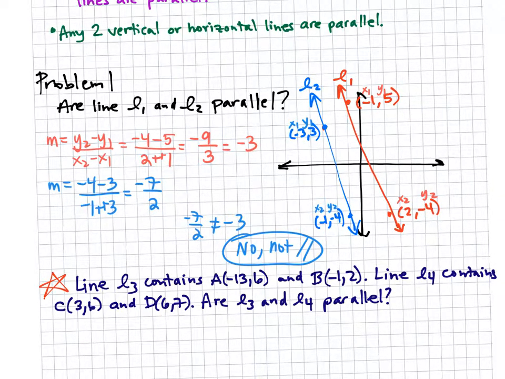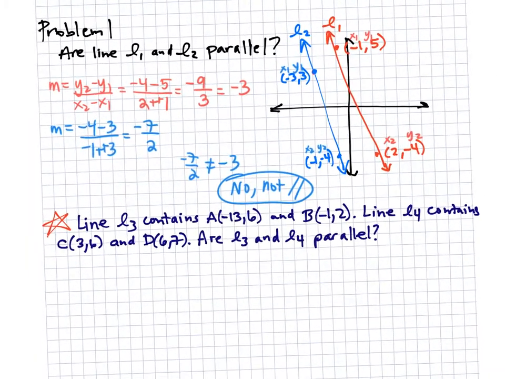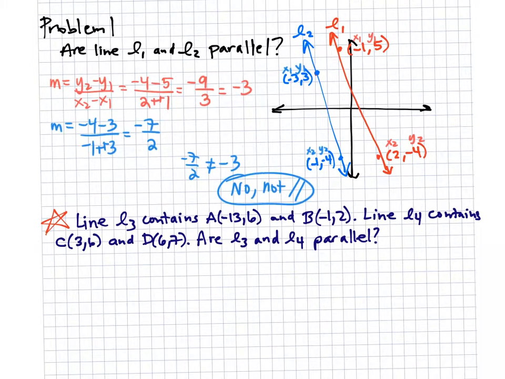And that's a symbol for parallel. Okay, so try this next one on your own. It says line L3 contains two points, and line L4 contains points C and D. And it's asking, are they parallel? So use the slope formulas for both, and calculate the slope for both lines and decide if they're parallel or not. Please press pause and check back for the solution after you've tried it yourself.